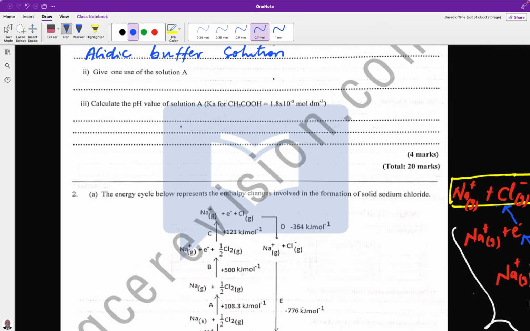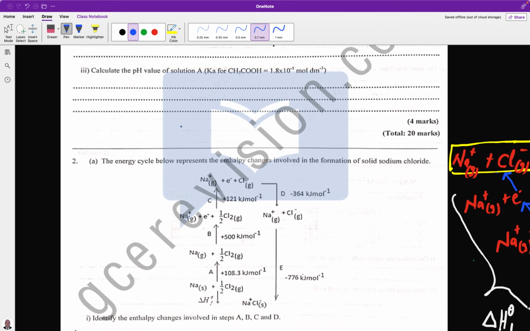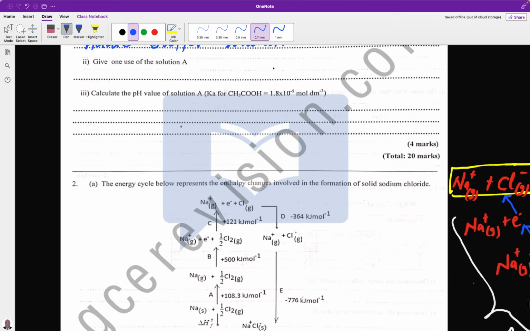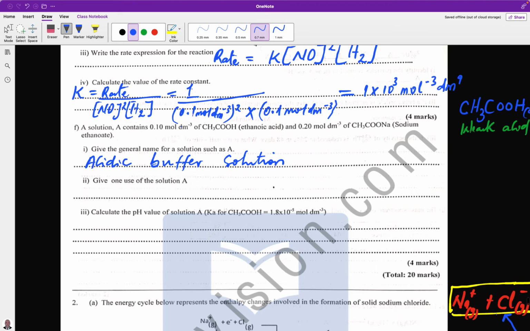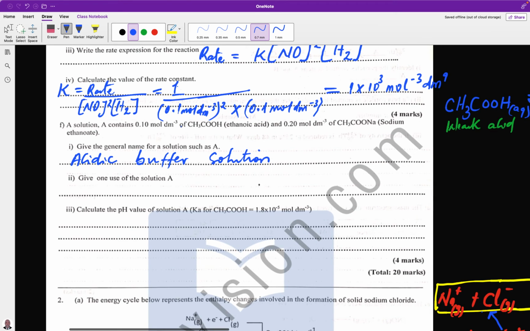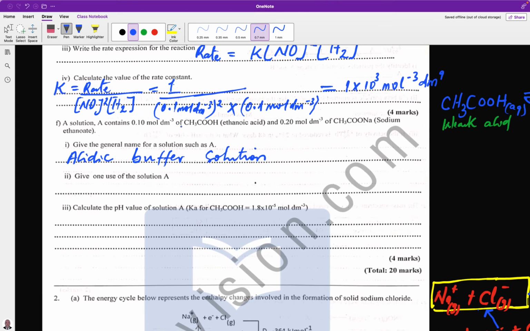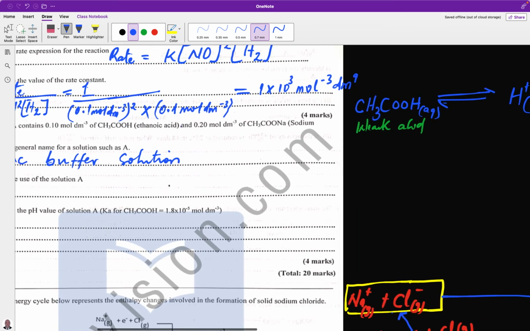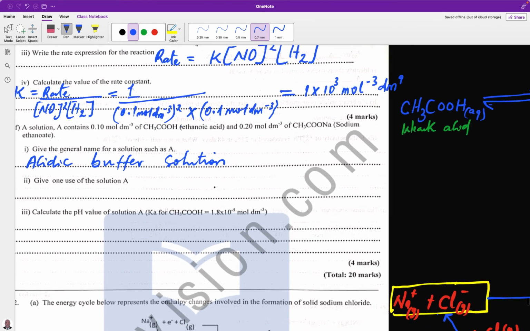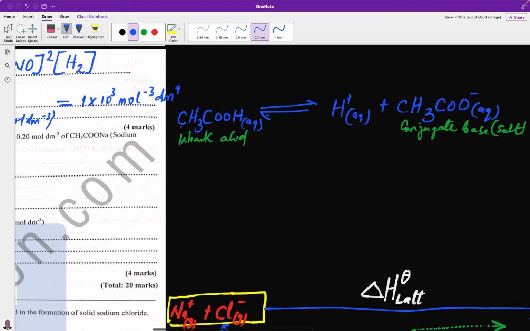Then the third one is: calculate the pH value of solution A. To calculate the pH value of solution A, you have been given the number of moles. Now you have been asked to calculate the pH value. So the next thing you will do is write your equation.